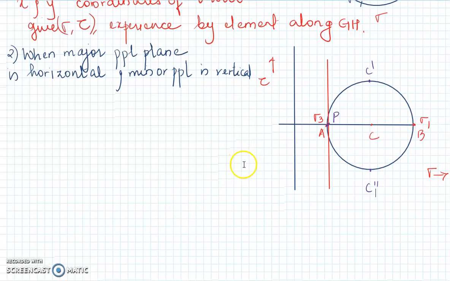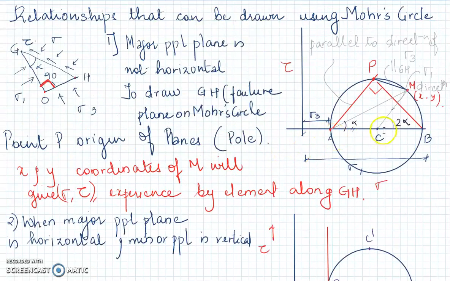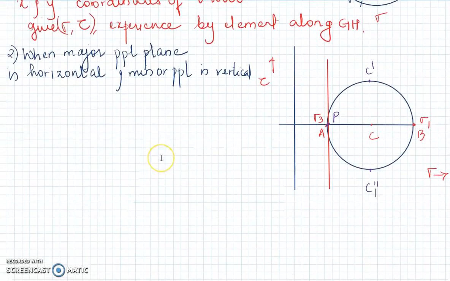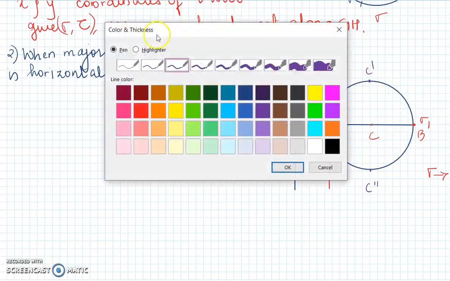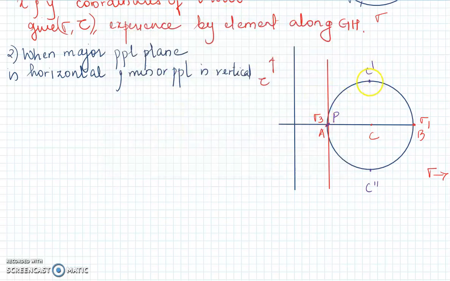So now M, what is M representing? M is the point representing your failure plane. This M is representing GH. I told you every point represents a plane on the Mohr circle. So when will be the maximum y-coordinate of M? When M will coincide with C dash. So I'll mark this point itself as M. Okay, so you can write down over here.